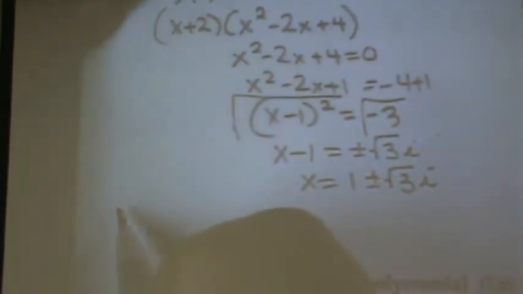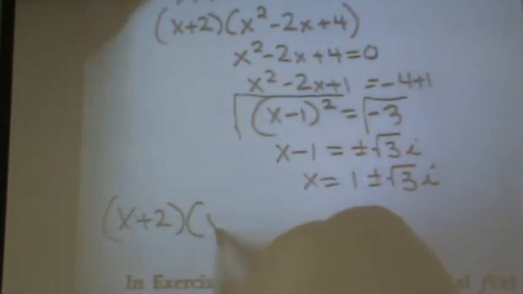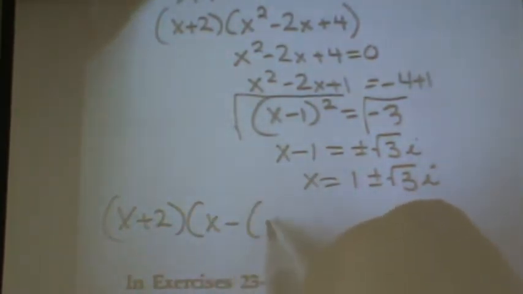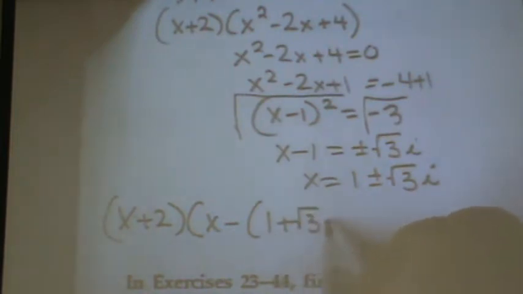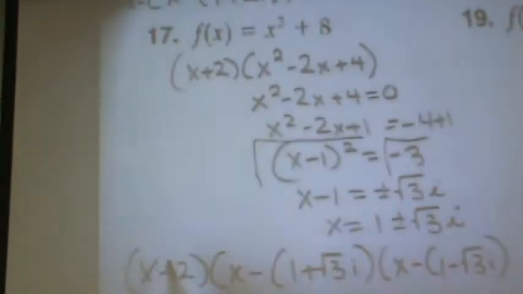So in factored form, you're going to write x plus 2, and then x minus 1 plus root 3i, and x minus 1 minus root 3i. And don't forget f of x should go in front of this.